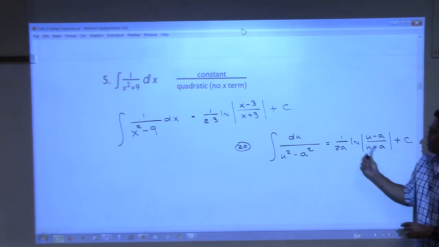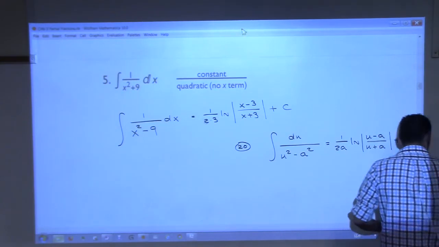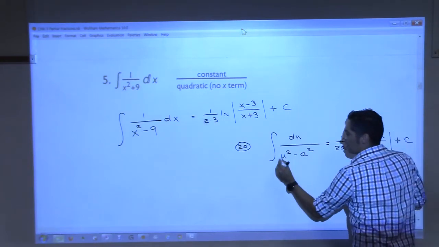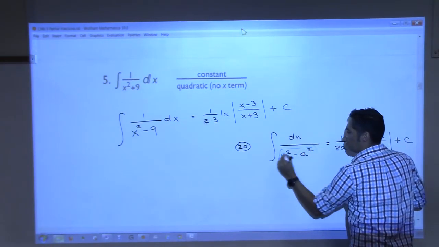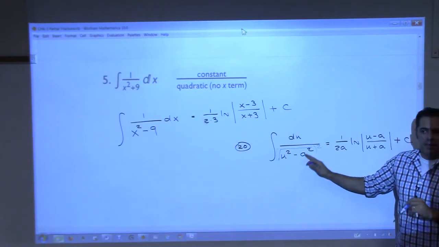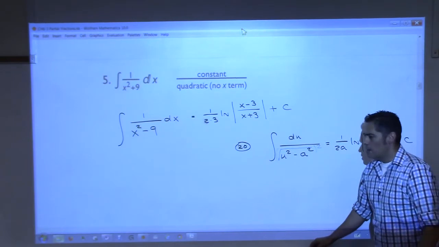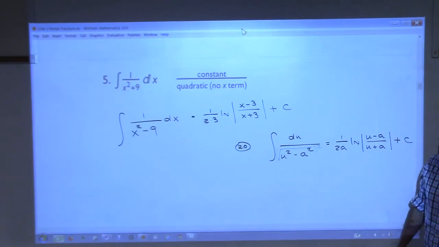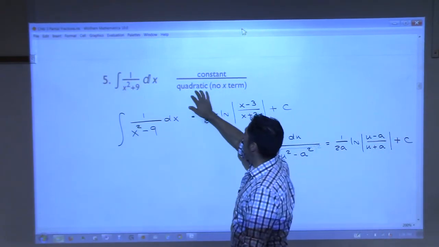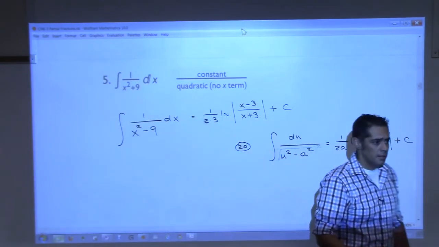Where do you think the formula came from? I'll tell you where it came from. All they did is they looked at this as being the square root of that squared. And then they used the trig sub, and they came up with a formula. All right? The moral of the story is this. If you have a constant over a quadratic and you don't have an x term in there, you're going to go to a formula. All right?